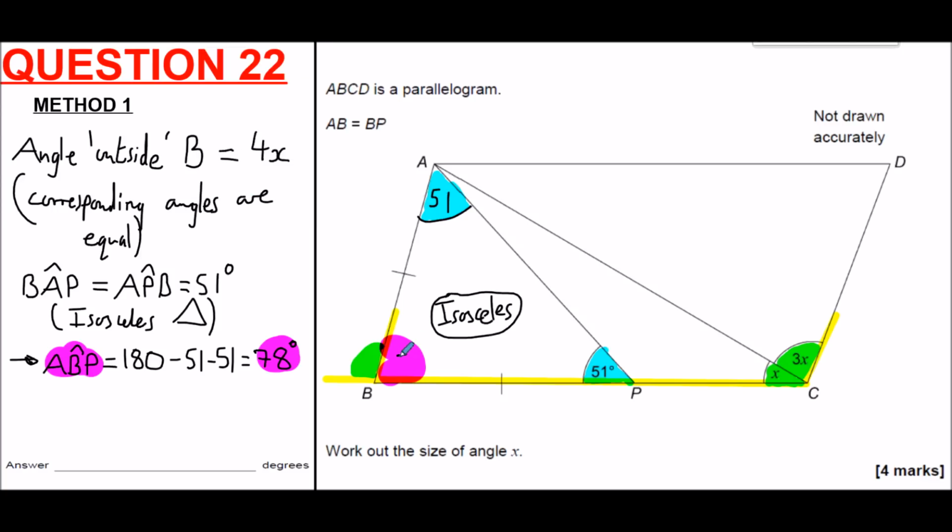So if this one's 78 degrees, what that will tell us is that this one here, the angle at B, will be 180 take away 78 degrees, because these two angles here lie on a straight line, and angles on a straight line always add up to 180 degrees when they're touching. So if this one's 78, this one here will be 102 degrees.